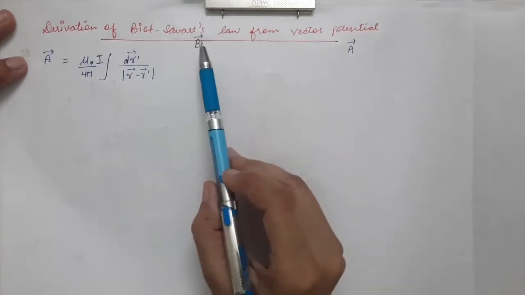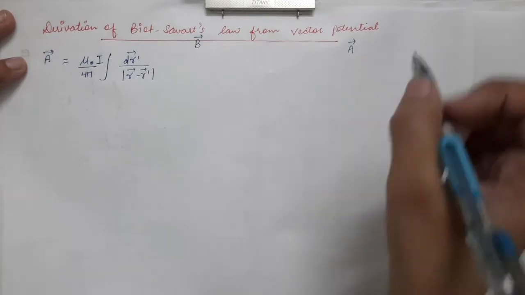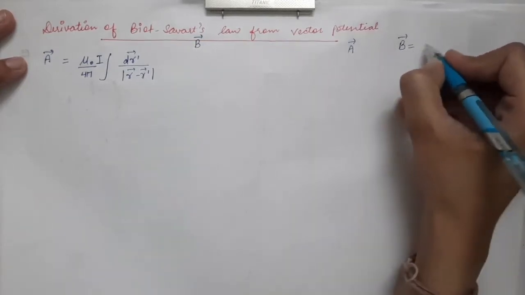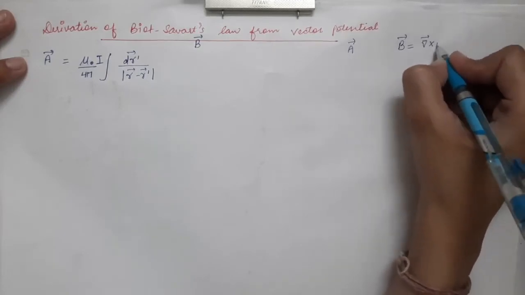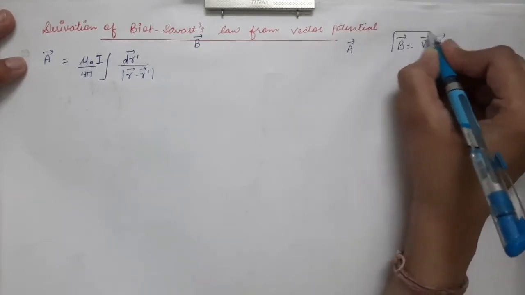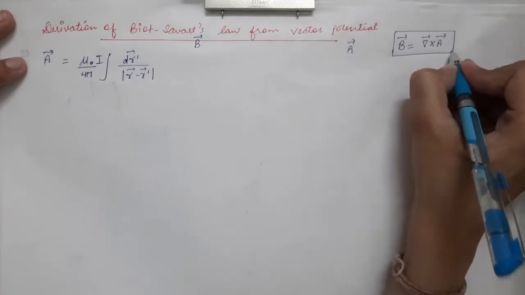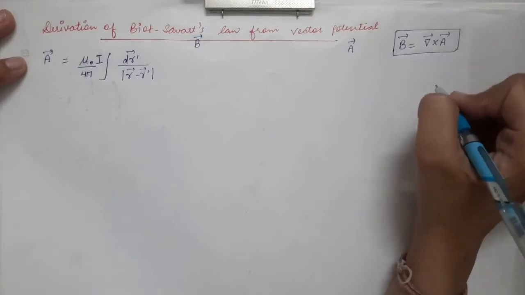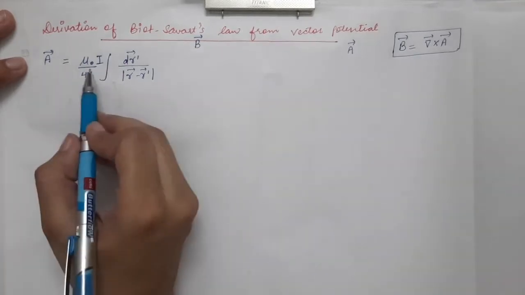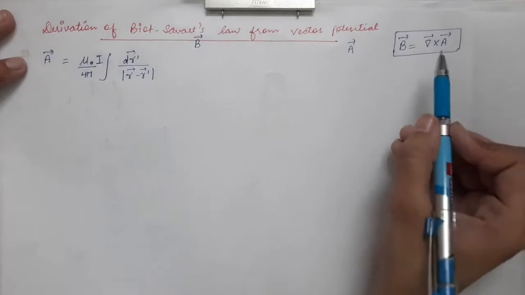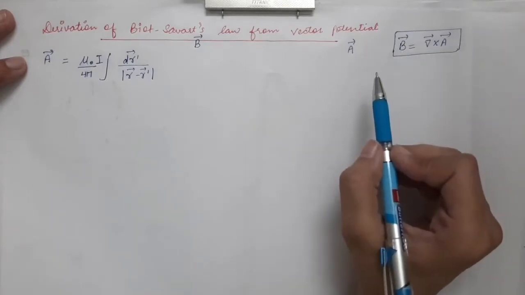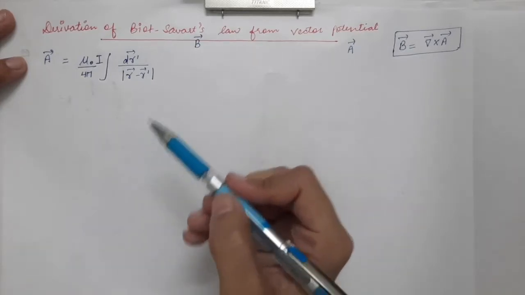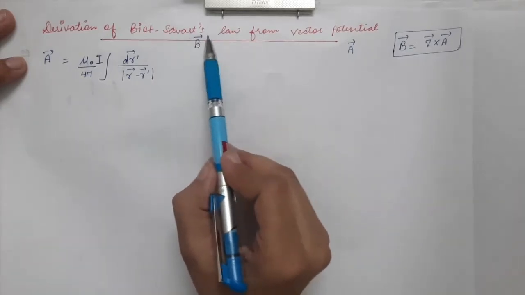We already know the relation between the B vector and the A vector. That we have already done in the previous lectures: the B vector is equal to the curl of the A vector. So the magnetic field at a point can be found by taking the curl of the vector potential at the same point. If you take the curl of A, that must give us the expression of the B vector.